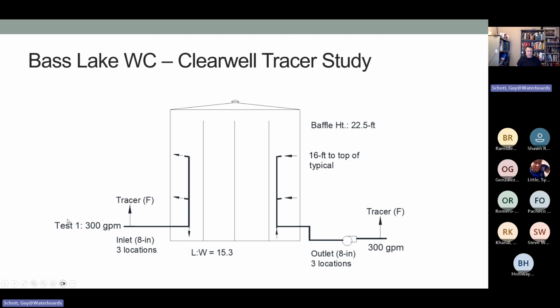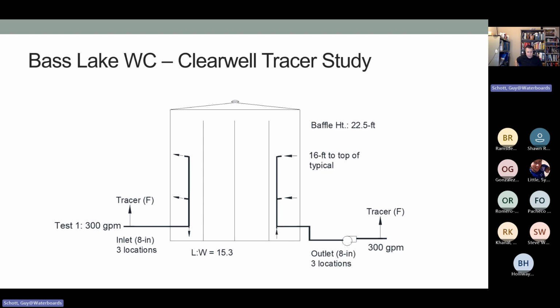So the test we're going to run, the flow is 300 gallons per minute. This is at the lower flow, like I'm thinking winter flow. It's going to be a lot more conservative versus running at 600 gallons a minute. When you have baffle tanks, the higher the flow, the more mixing you'll get, the better baffling factor. So the low flow should be the most conservative.